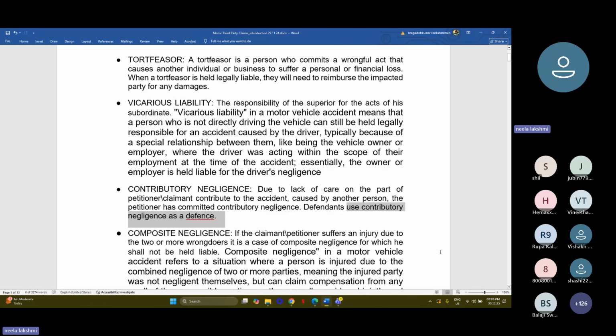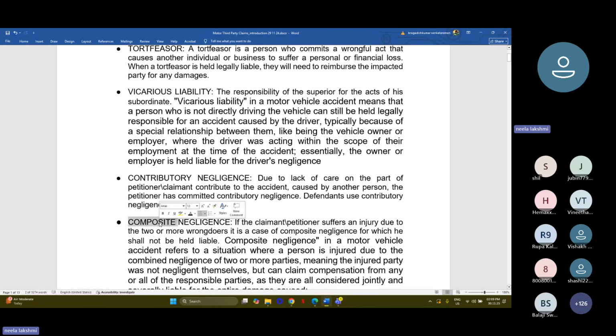Okay, next one. The second negligence is composite negligence. This is somewhat different negligence. The claimant or petitioner may not have a role. He doesn't have any role to play in the negligence due to the negligence of two or more other persons other than the victim. Because of their negligent act, if any accident happens, our victim has no role to play in this. He is not at all at fault, but because of the fault of two or more other persons, it is composite negligence.